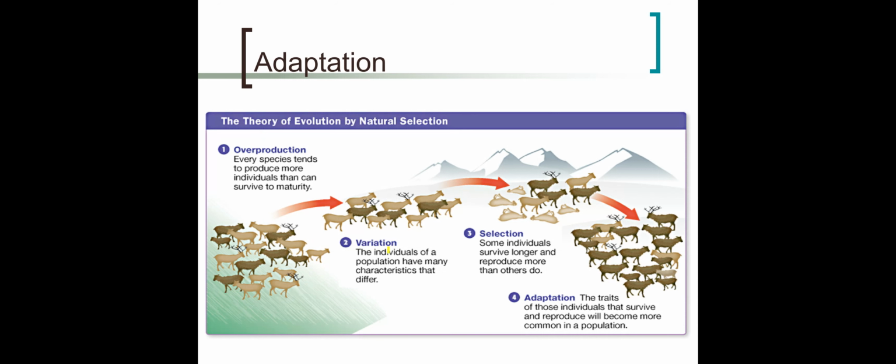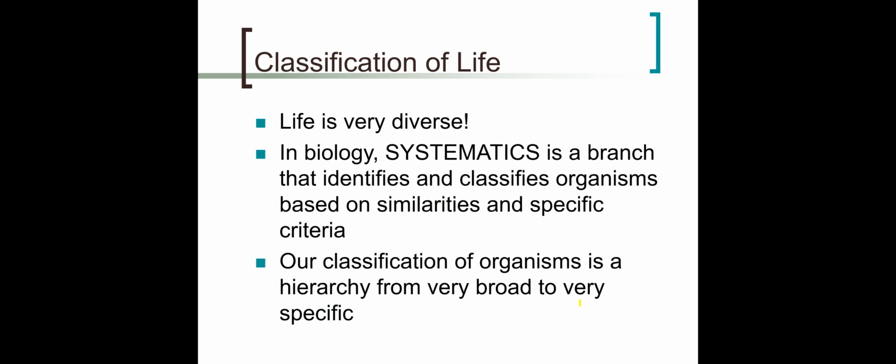So things like variation are essential, and some organisms are going to be better suited. Death is going to be a part of natural selection. And then those that are better suited will most likely increase in the population, and that's what produces those adaptations.